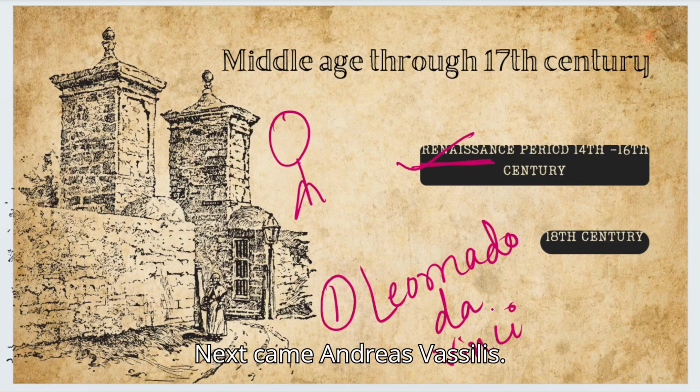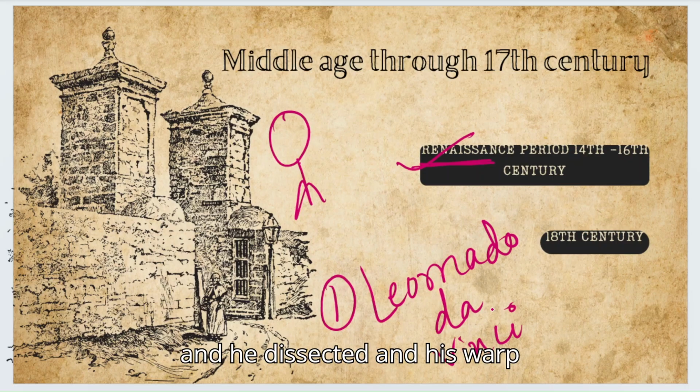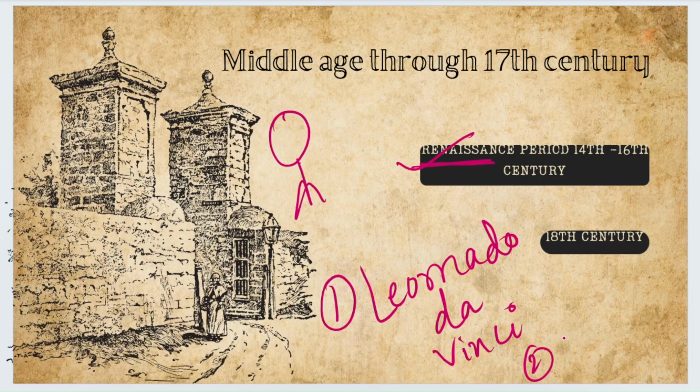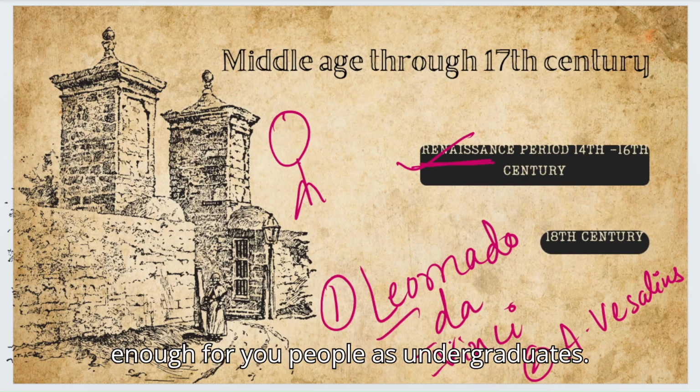Next came Andreas Vesalius. He was also a physician and anatomist, and he dissected, and his work was on the fabric of the human body. He described anatomy of the teeth. Second was Andreas Vesalius. You just remember Leonardo da Vinci, that is enough for you people as undergraduates.